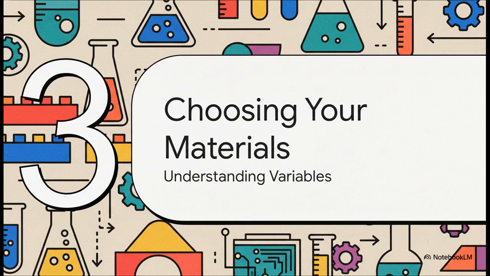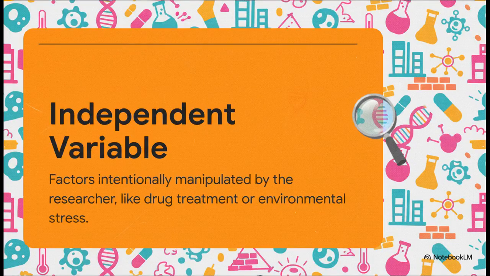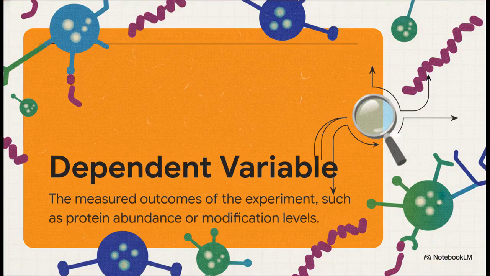All right, the blueprint's drafted. Now you need to pick your construction materials. In an experiment, our materials are variables, and understanding them is absolutely critical if you want to build something that's actually going to stand up to scrutiny. First up, we have the independent variable. This is the one thing you are changing on purpose. It's the new drug you're testing, or the different temperature you're exposing cells to, or a genetic modification. Basically, it's the cause.